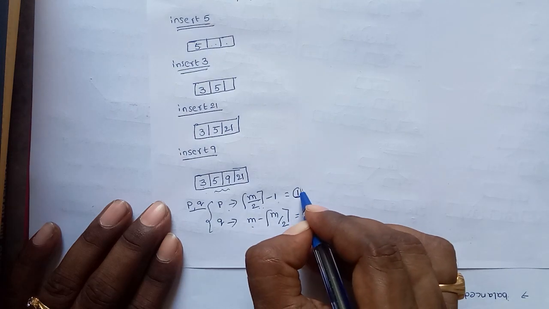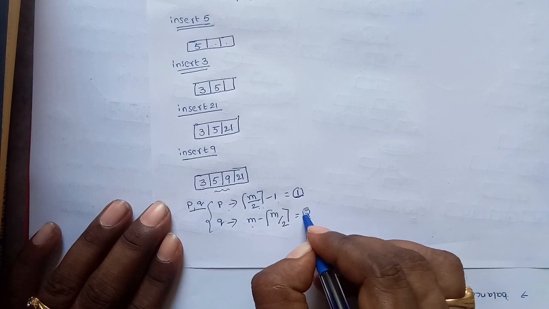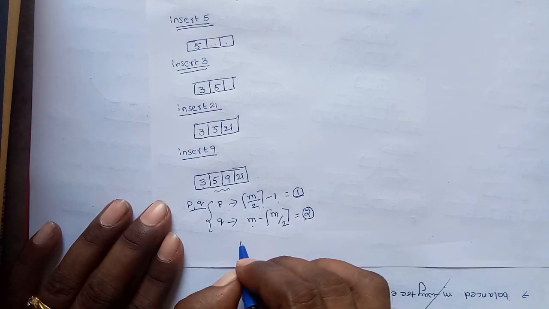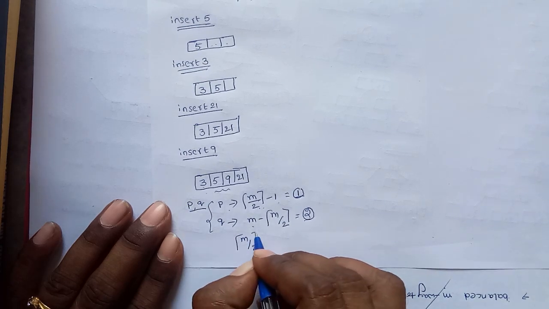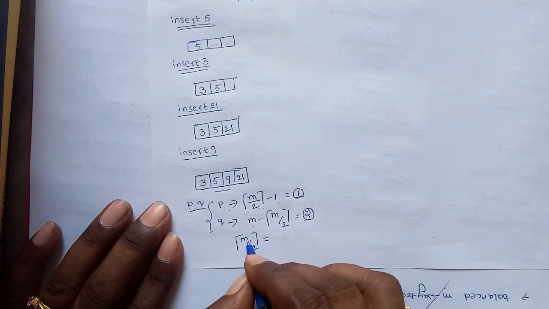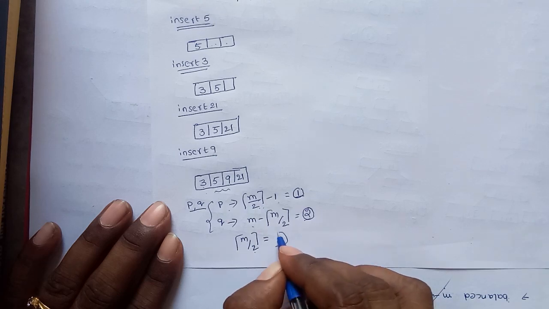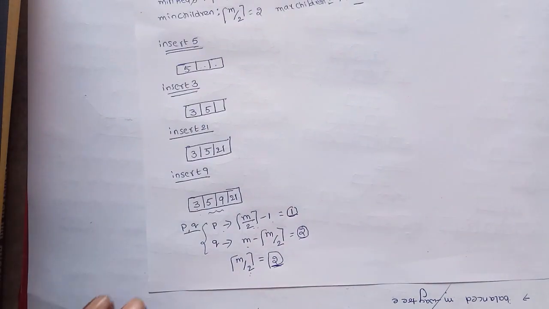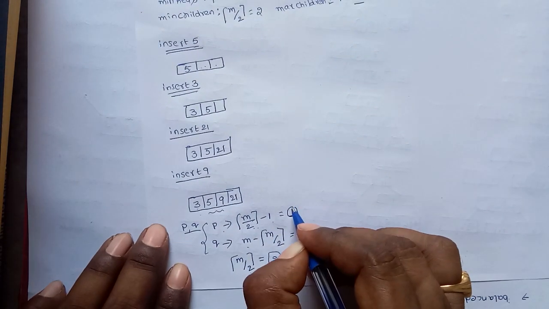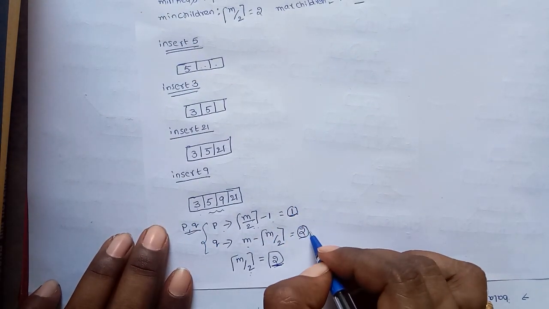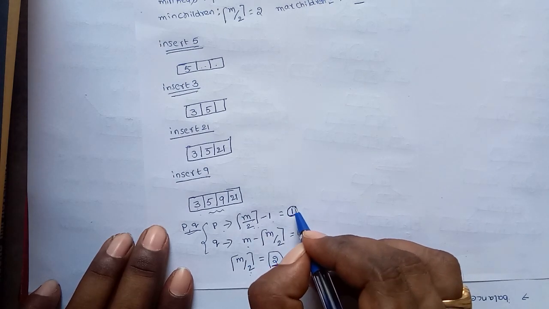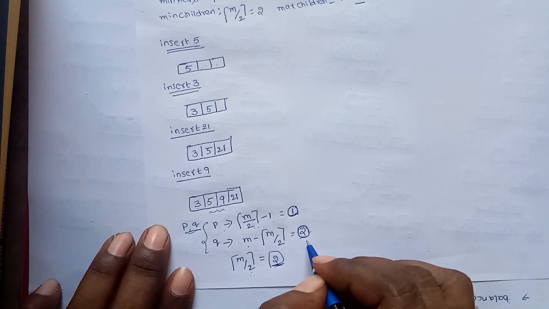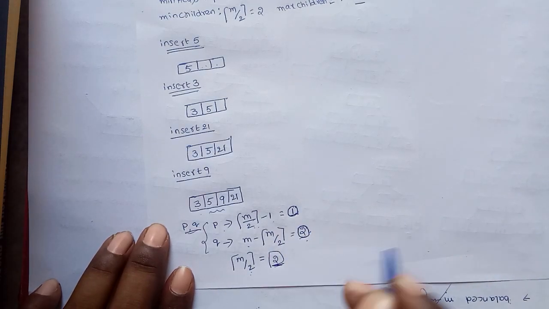That is, the first element is the left subtree. The last two elements are the right subtree and m by 2 is moved to the parent. M by 2 means 4 by 2, that means 2. That is, the second element is the root. See this one. For P and Q, it represents the number. The first element is moved to the left subtree. The last 2 elements are moved to the right subtree. And the second element is moved to the root.